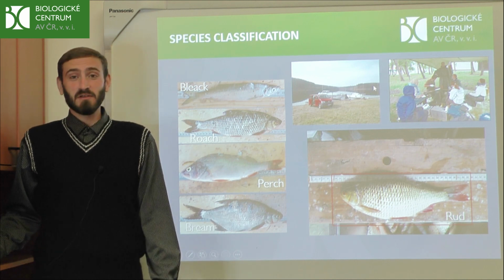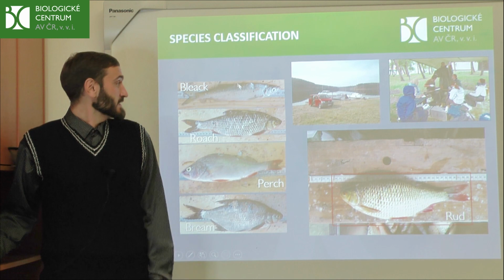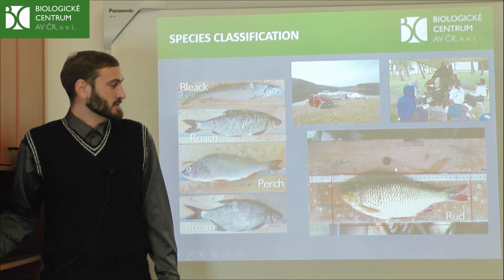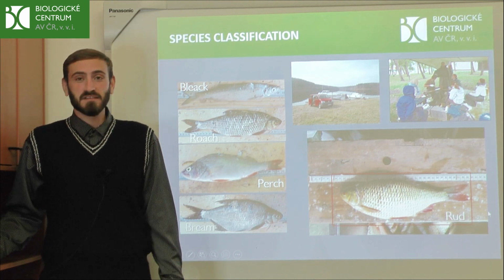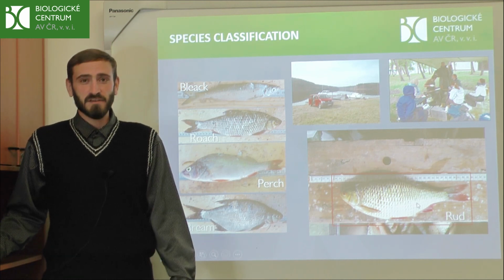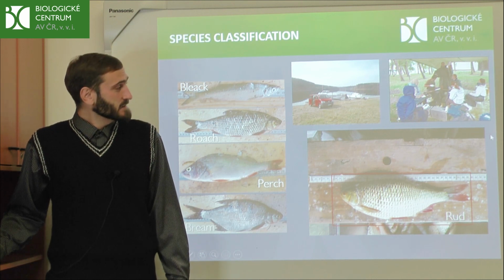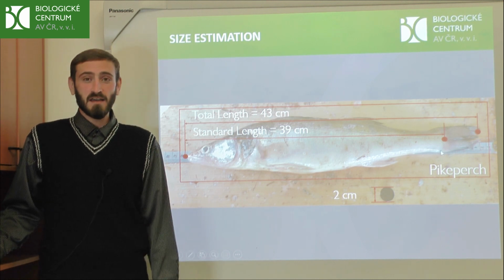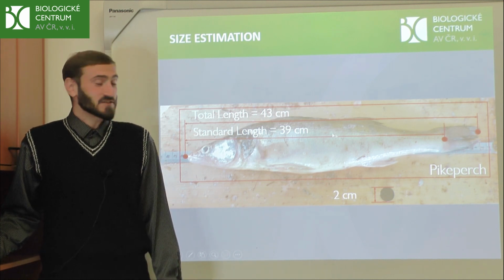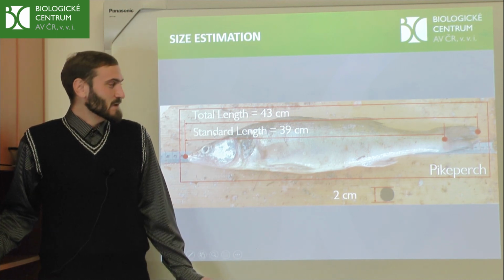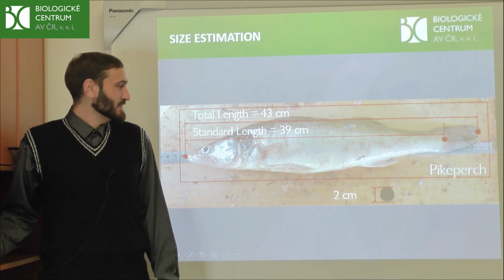So we trained a model which takes a photo of a fish, draws a rectangle around the fish, and says this is rudd. So we can automate the classification process very easily. The second step during this field work is that you need to classify the fish, but also measure it. And nowadays most laboratories, and we are no exception, do it by hand.